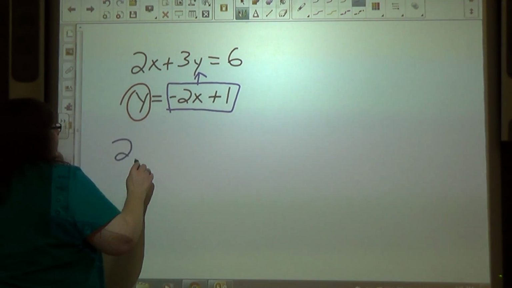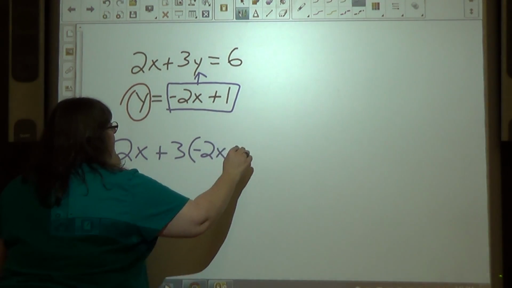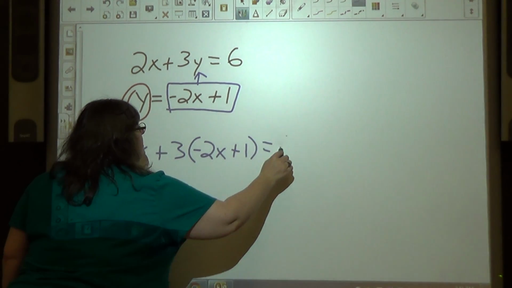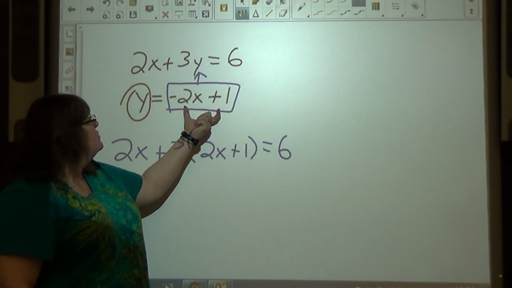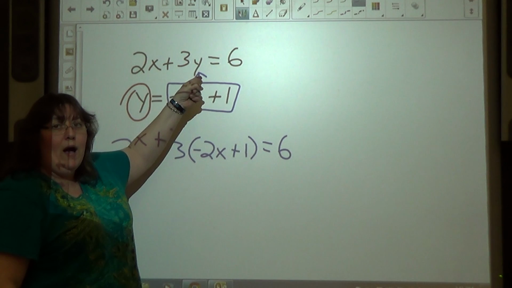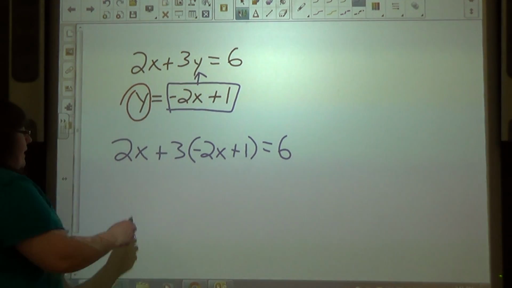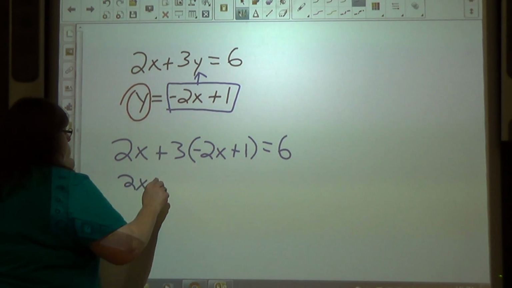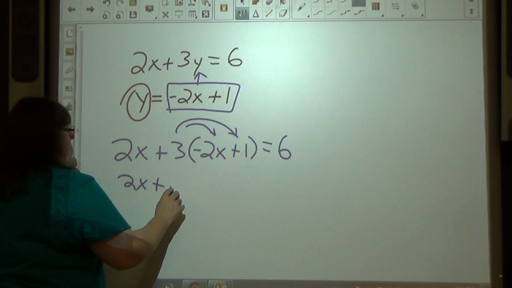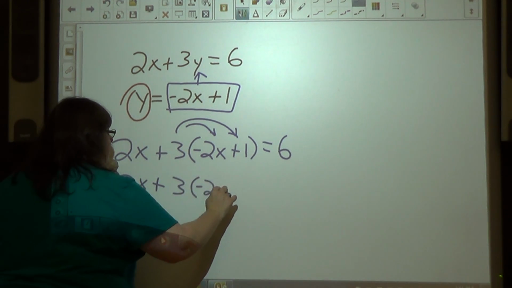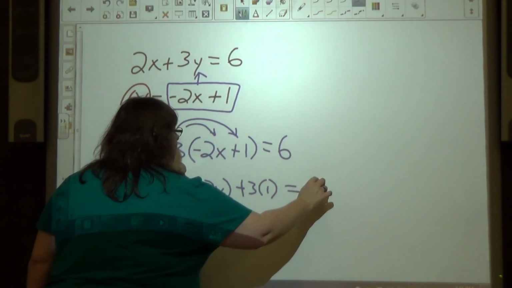So we write this, 2x plus 3 times negative 2x plus 1 equals 6. There's my substitution. I took this negative 2x plus 1 and I put it in place of that y. I substituted it for y. Okay? So 2x plus, do my distributive property, 3 times negative 2x plus 3 times 1 equals 6.